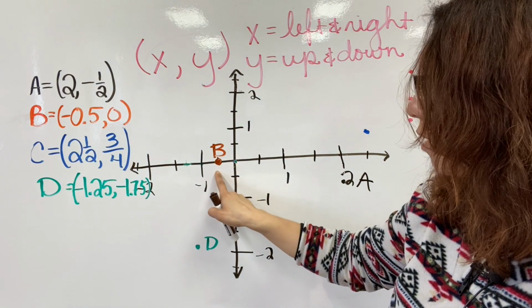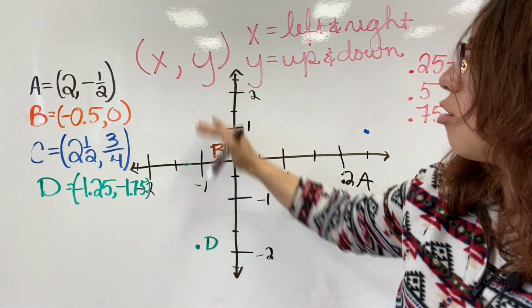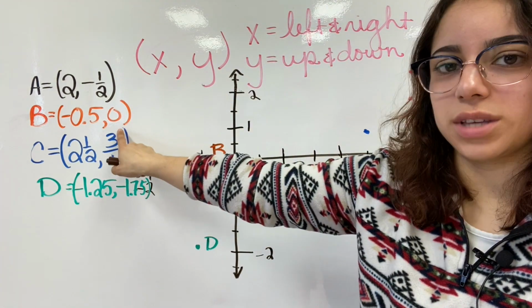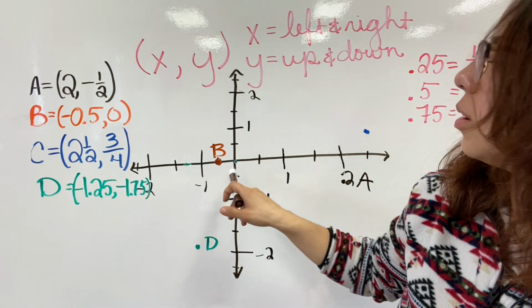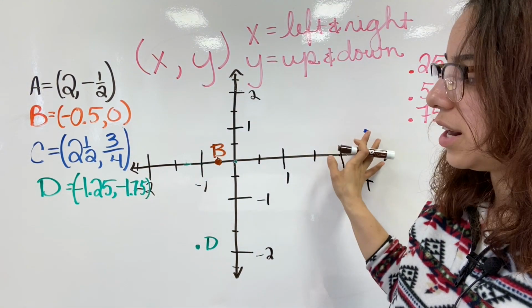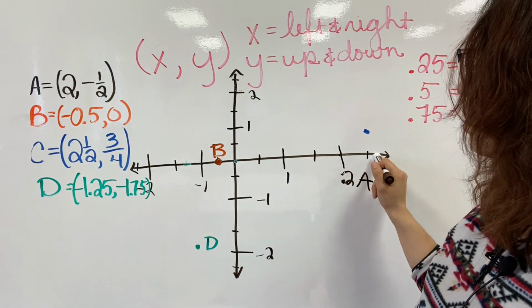We're going to go negative half, and then not go anywhere up and down, because it's a 0. Because it's a positive number, we're going to go to the right. We're going to go 2.5, and then up 3/4.